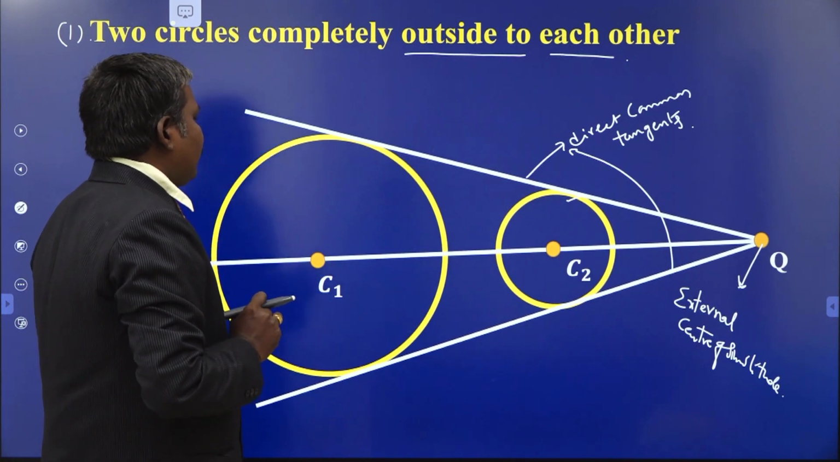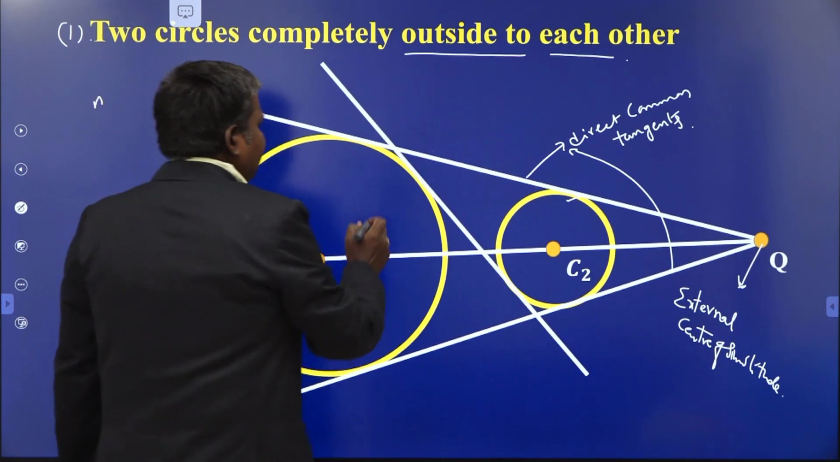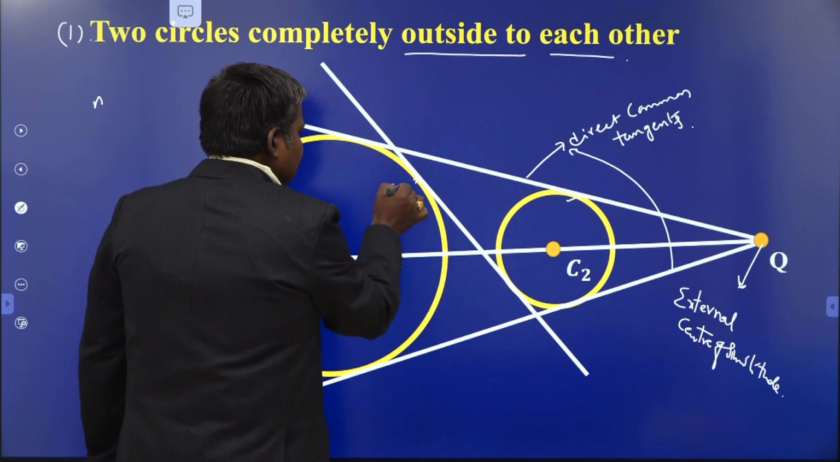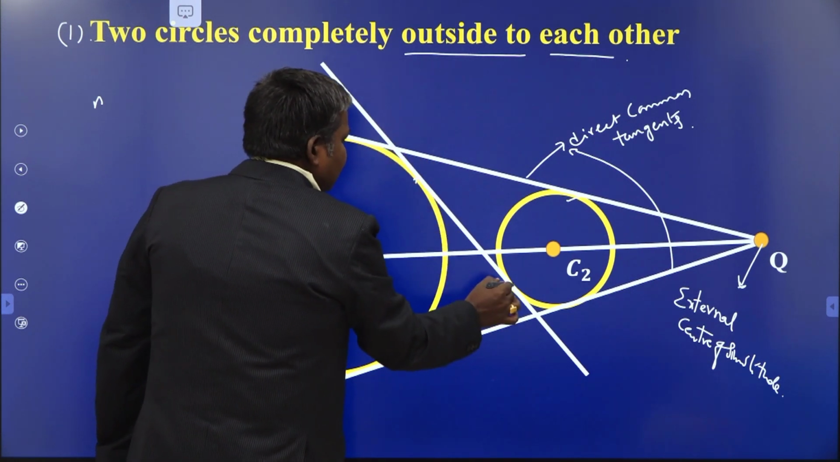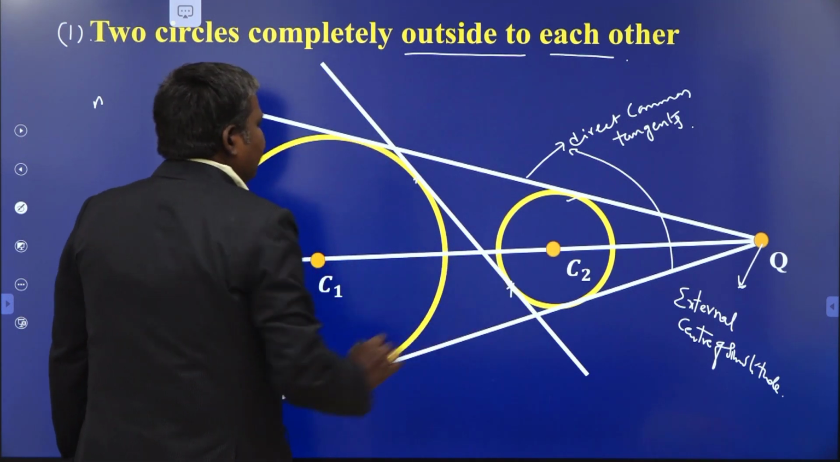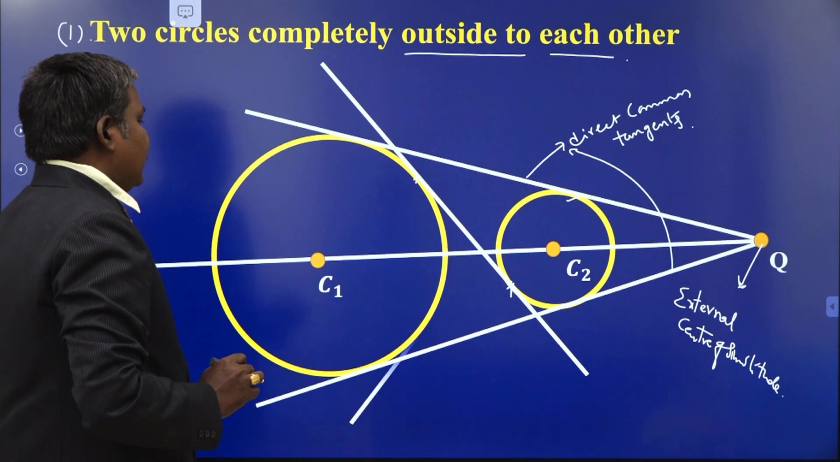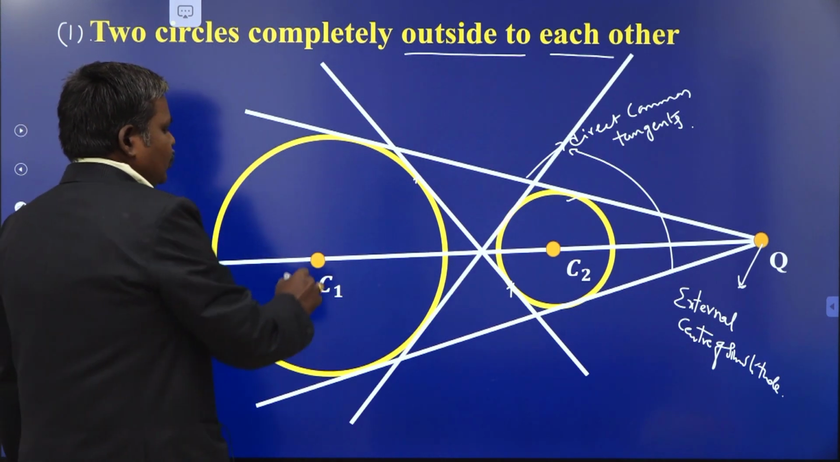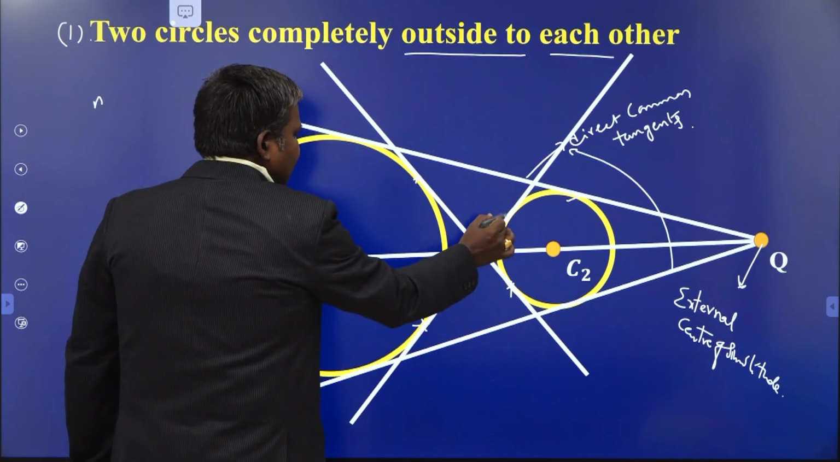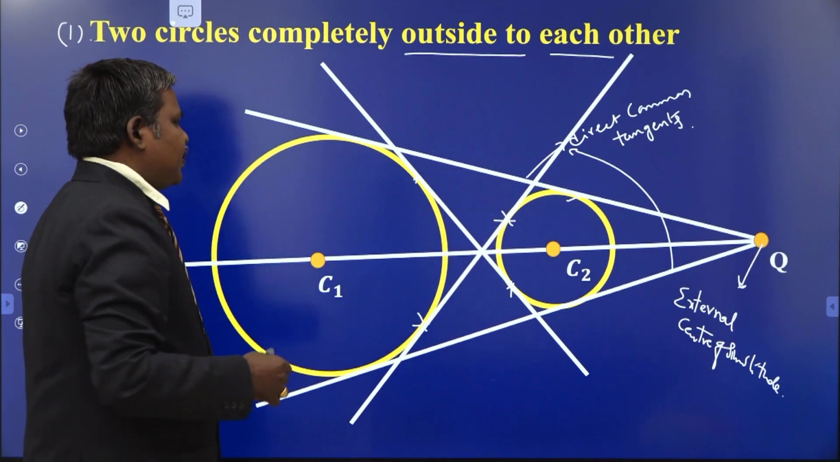At the same time, we have another common tangent to both circles. This circle touches this line at this point, and the same line touches the second circle at this point. So this is a common tangent to both the circles. There exists another common tangent to the two circles in this manner. So this is the tangent that touches both the circles here and here, as shown in this figure respectively.